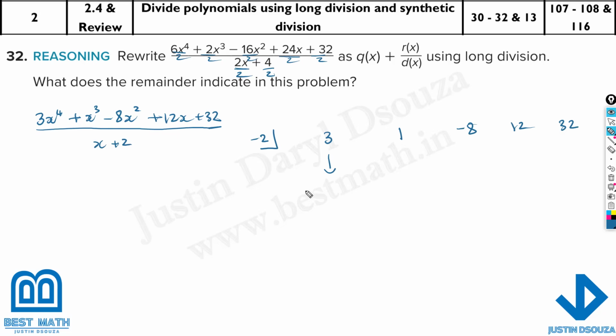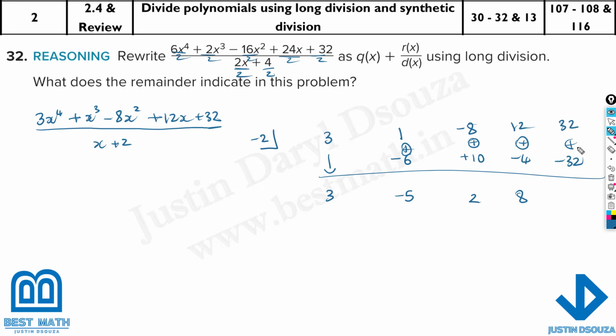Let's bring this down. Let's draw a line. Okay, that's a very bad line. Let me draw a straighter line. 3. So 3 times minus 2 is minus 6. Add this up, it'll be minus 5. Minus 5 times minus 2 will be plus 10. Add it up. Everywhere we add it, always in synthetic division you add this. It'll be positive 2. 2 times minus 2 is minus 4, and we get positive 8. 8 times minus 2 is minus 16, add it up, 0 is the remainder. Yes, it was 0 itself.